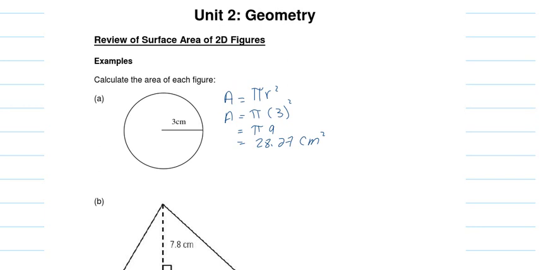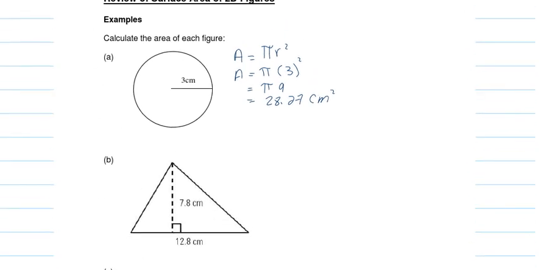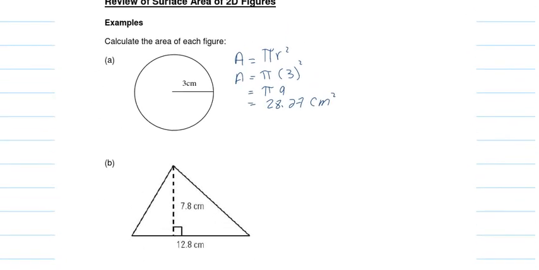There are no rules on how many decimal places you need to leave it to. Two decimal places is a good number to leave your answer to, okay? That's right. It's centimeters squared because the unit for the area is a squared unit. So the unit is very important, and you will lose marks if the unit is not correct, okay?